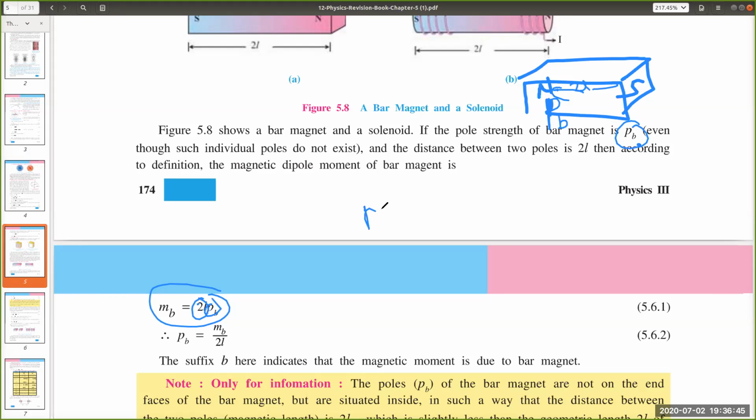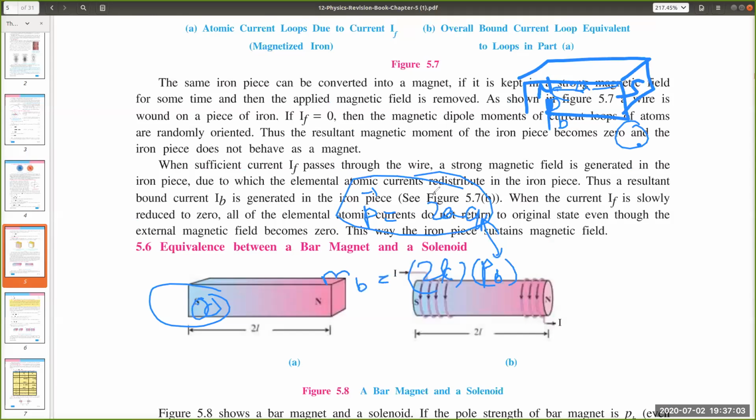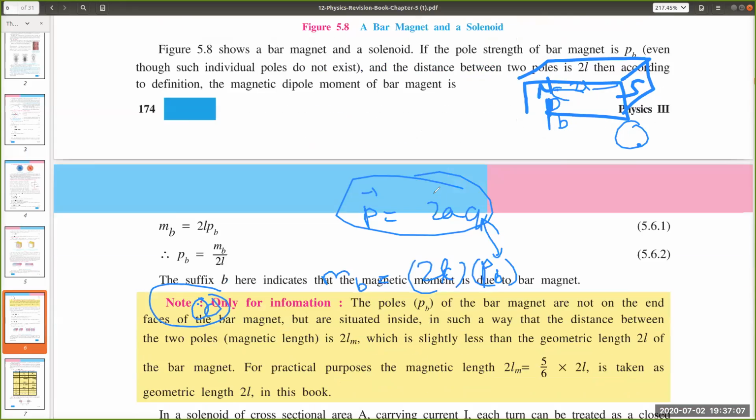Do you remember the dipole moment? Electrical dipole moment is 2A into Q. So here the magnetic dipole moment is 2L into the pole strength. It is analogous to charge. What is the subtopic we're doing? This is the magnetic field due to a bar magnet, a mathematical description.